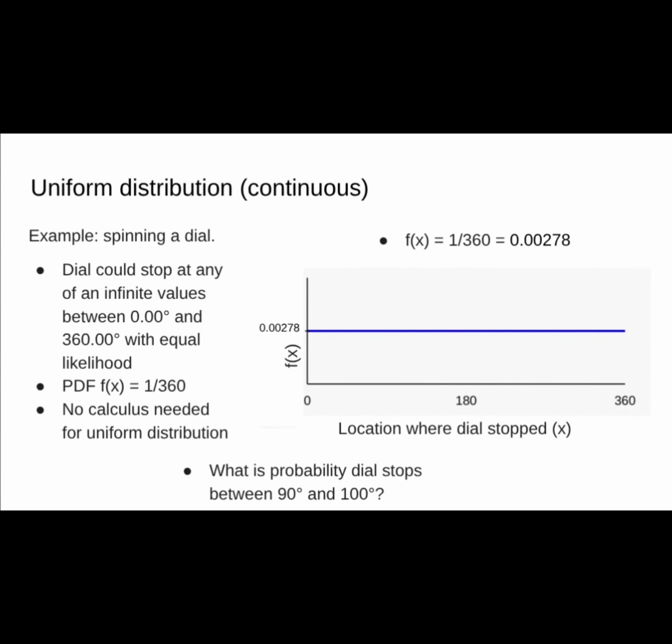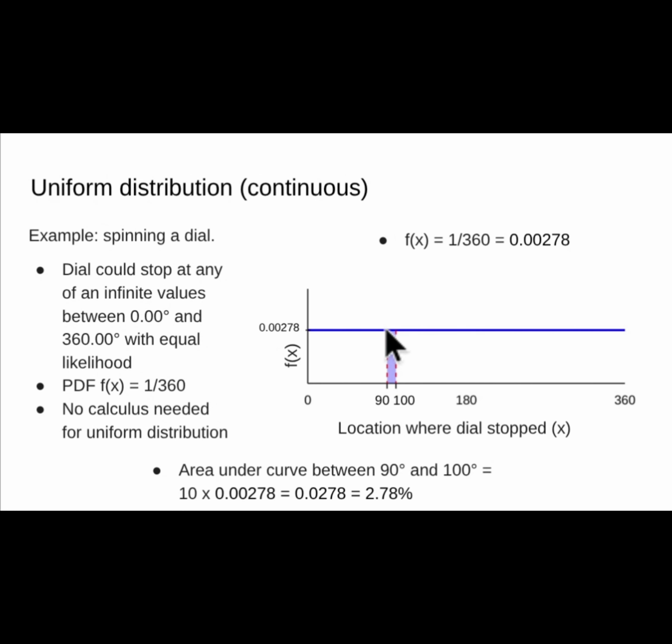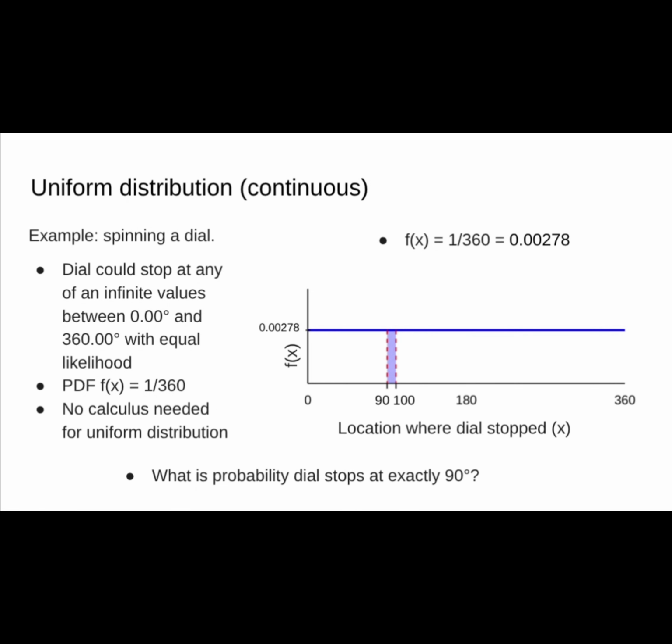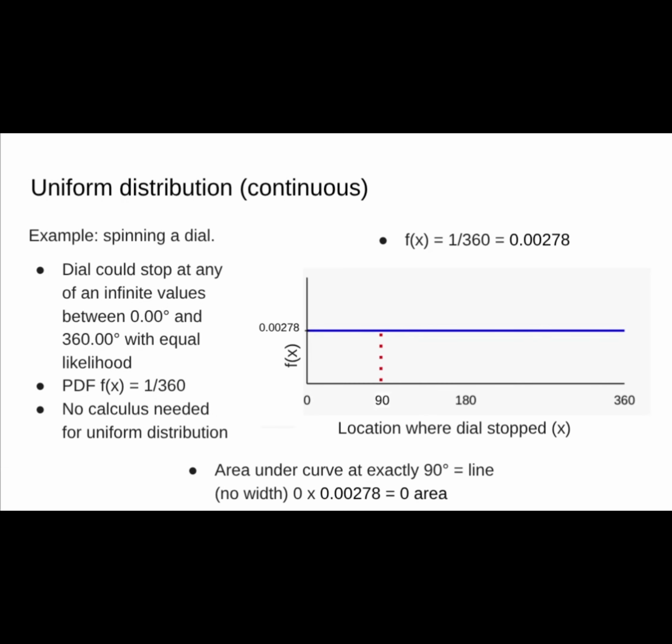So what's the probability that the dial stops between 90 and 100 degrees? The area under the curve between 90 and 100 degrees is 10 times 0.00278, width times height, which is equal to 2.78%. What's the probability that the dial stops exactly at 90 degrees? The area under the curve at exactly 90 degrees doesn't have any width, it's just a line. It's 0 times 0.00278, which is equal to 0.